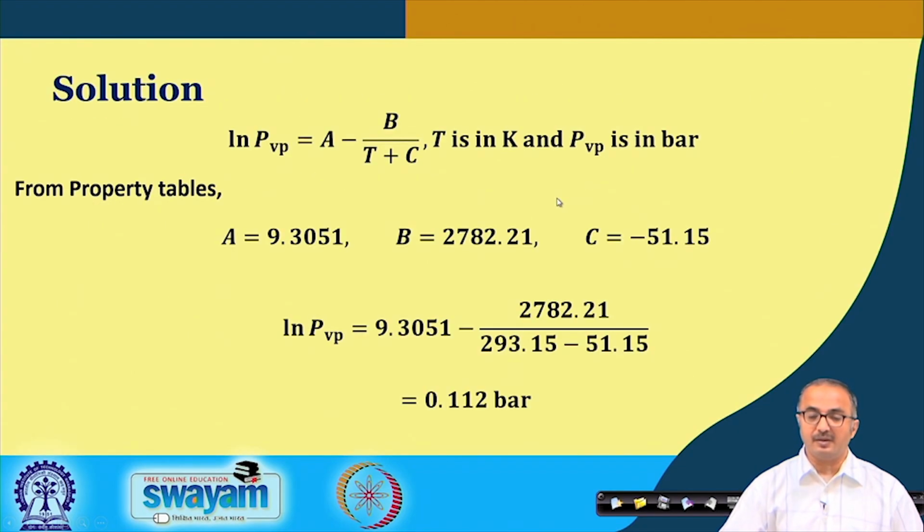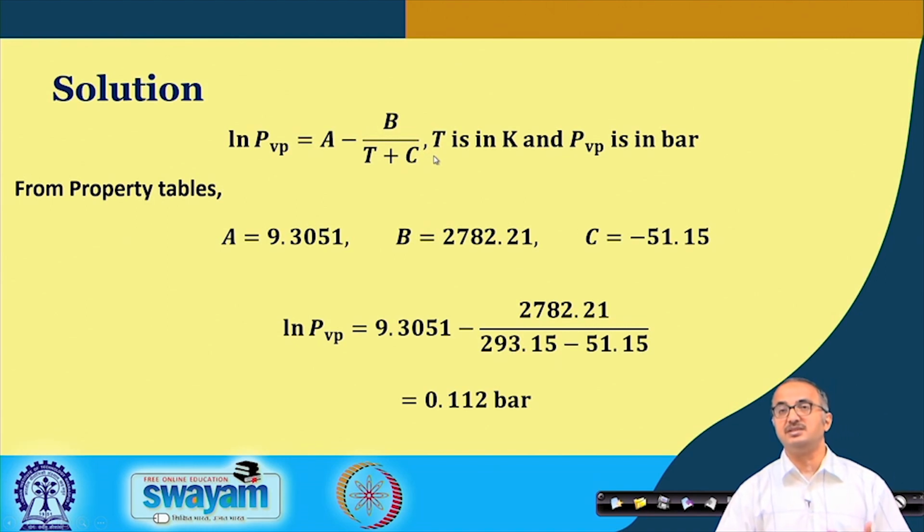Now, here is the Antoine equation, and this is the vapor pressure and these are the values of A, B, C. In this, the temperature is in Kelvin and the vapor pressure is in bar. So, you have to be careful about the units whenever you are using any of the correlations, because the values of A, B, C will change with different unit systems. Here we take these values of A, B, C from some data source.